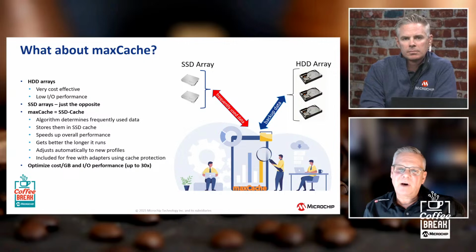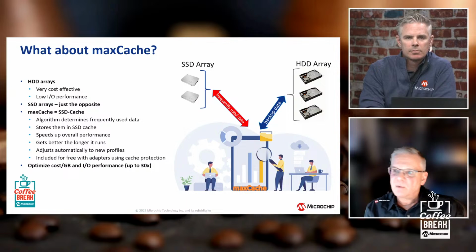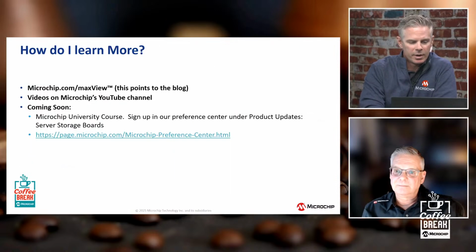And the nice thing about it is, it's self-adjusting, right? So if there's a new profile running, a new application running, MaxCache will self-adjust because it will check what the new frequently used data is and store it primarily in the SSD array. And so this is a good balance and helps you with price and performance. Great for optimization, yeah. Where can viewers learn more?